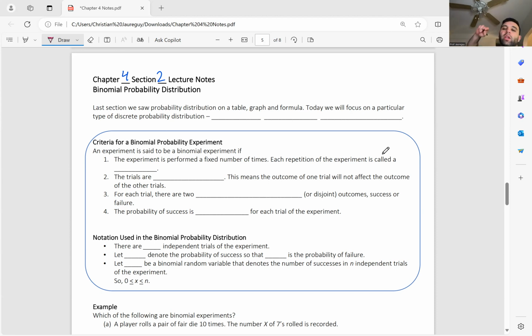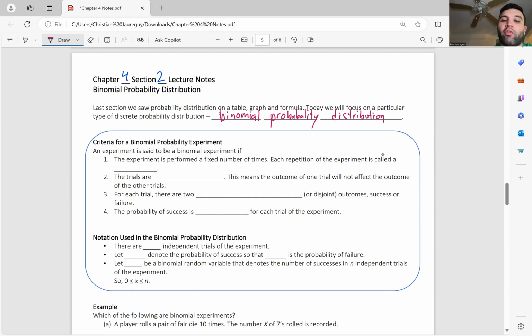And this one that we're going to talk about today is called the binomial probability distribution. It turns out you can create this type of distribution more often than you think, but it does have specific rules that need to be followed, 1 through 4.